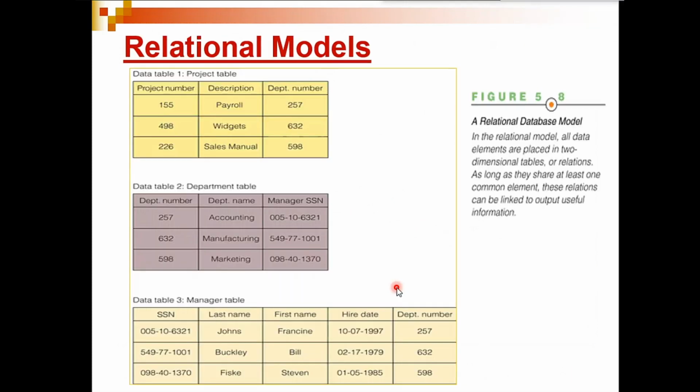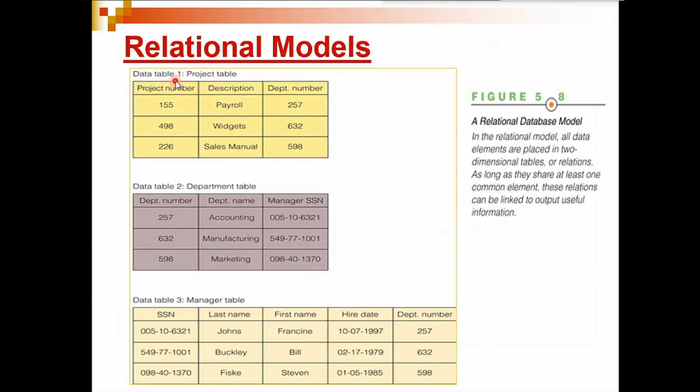The next model is the relational model. In the relational model, your data will be stored in the form of a two-dimensional table. You will have a table name and the attributes. Suppose in this case you have three different tables. You can have a common field among multiple tables. Using that field, you can link them or extract the data from more than one table.